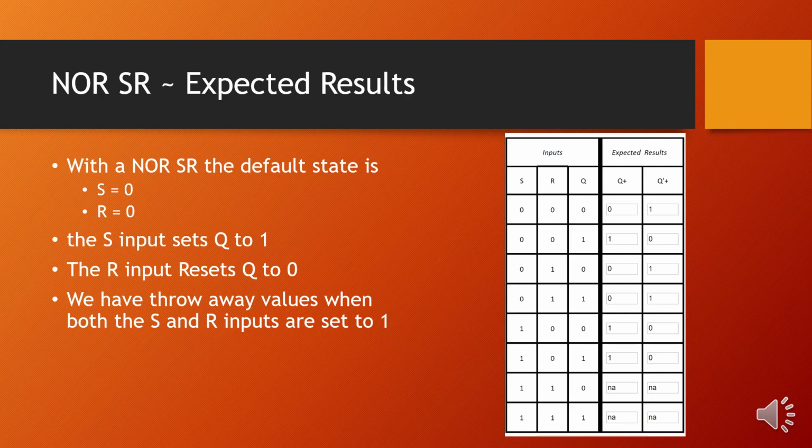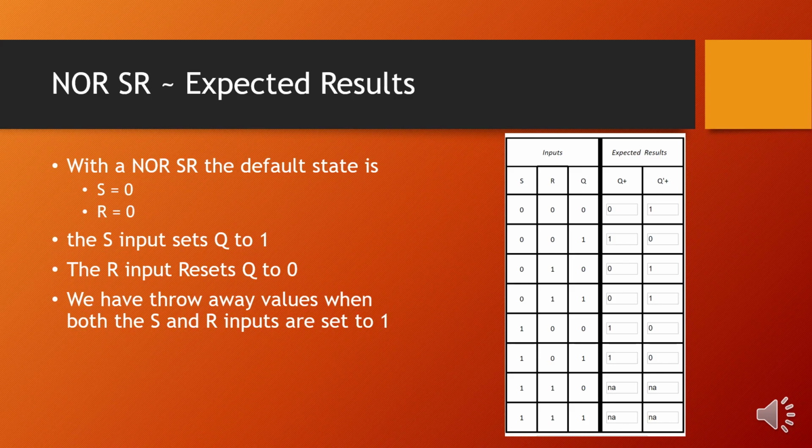The first circuit that we come across in Lab 5 is the NOR-SR circuit. The NOR-SR circuit has the default state of S equal to 0 and R equal to 0. The S input will set Q to 1, and the R input resets Q to 0. Here we have throwaway values when both the S and R inputs are set to 1.